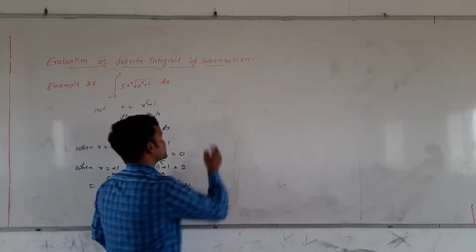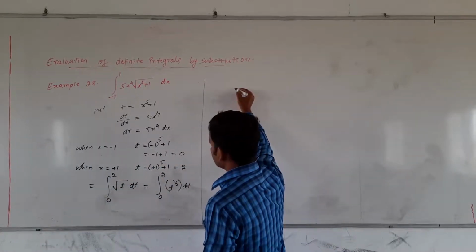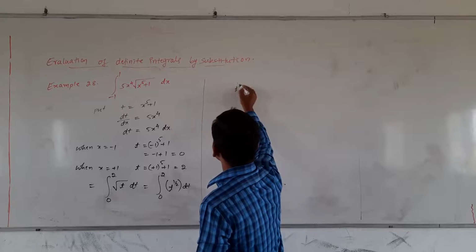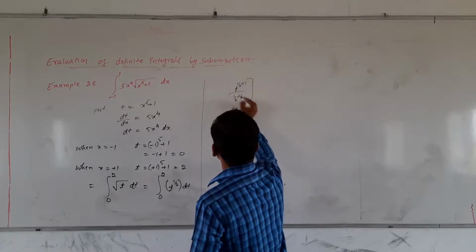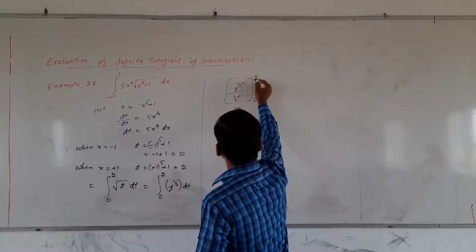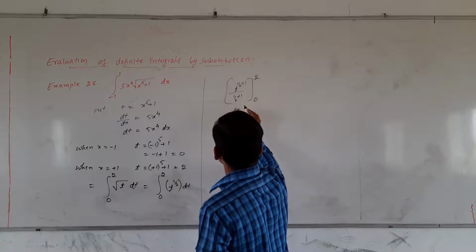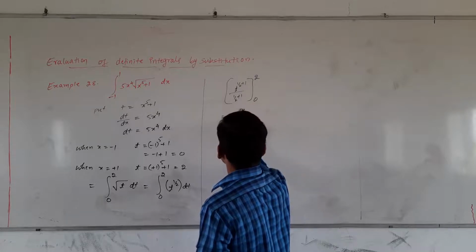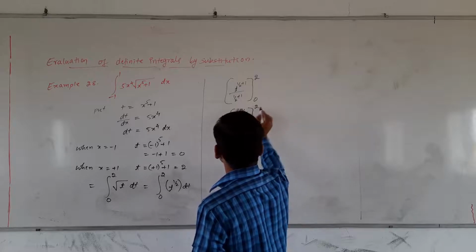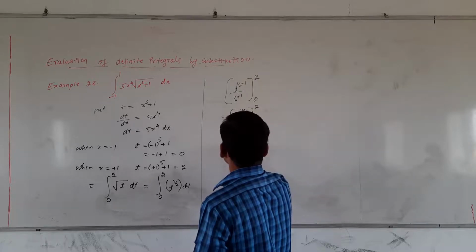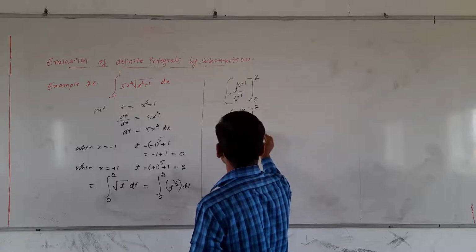Now we can integrate, it is in the standard form, that is x raised to n form. Integration of t raised to 1 by 2 with respect to t is t raised to 1 by 2 plus 1, divided by 1 by 2 plus 1, from 0 to 2. Let me simplify this. T to the power of 1 by 2 plus 1 is 3 by 2, divided by 3 by 2, from 0 to 2. This is 2 by 3 into t to the power of 3 by 2 from 0 to 2.